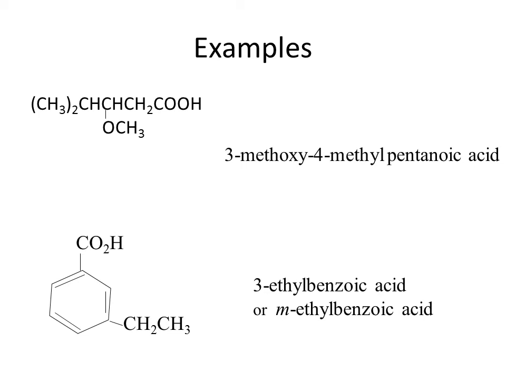To name this compound, we see that it is a benzoic acid. Benzene, with the carboxylic acid group on it, is then called benzoic acid. And you can see that the number 1 carbon would be where the carboxyl group is. Attached to the benzoic acid, you have an ethyl group on the number 3 carbon. Another way of referring to this is meta-ethyl benzoic acid.